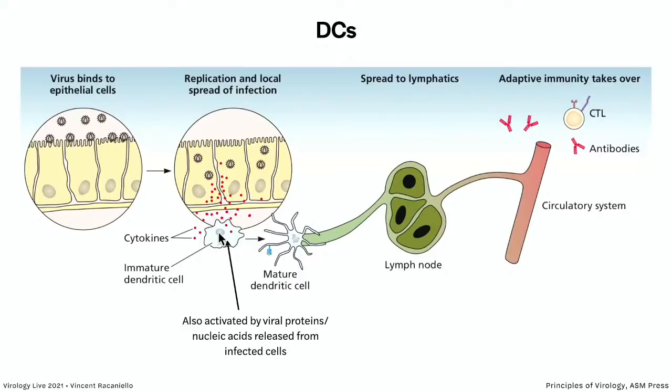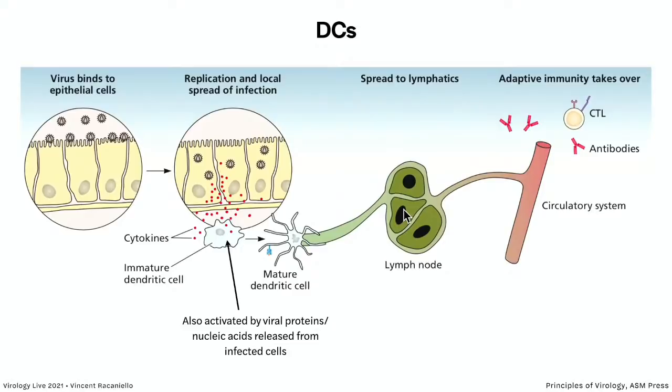It will also be activated by proteins and nucleic acids released from the infected cell. If these are dying cells, they're going to release viral proteins and viral nucleic acids, and as you will see in a moment, the dendritic cells have receptors for those. So they have RLRs and so forth, and they can become activated, and they will become mature dendritic cells. They're producing cytokines at the site of infection, but eventually they become activated. They will go to the lymph node where they will interact with T cells.